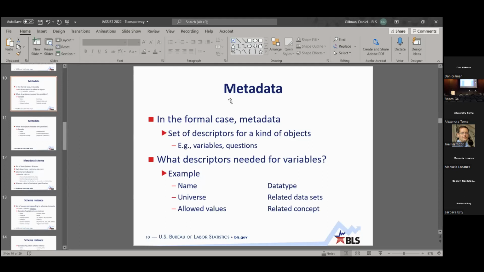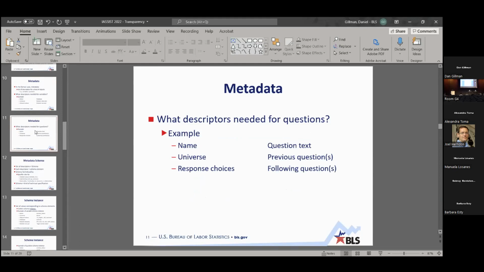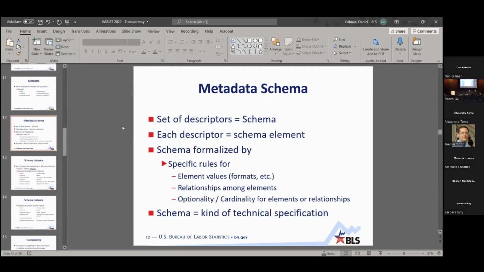And here I have a set of descriptors needed for variables. This is very simple, but I'm just trying to illustrate the idea that we can do this for variables, and of course we can also do it for questions. And I'm not saying that this is a complete set of descriptors in either case. I'm just using this as a means for illustration. So a set of descriptors is what we call a schema, and each descriptor is an element or a schema element.